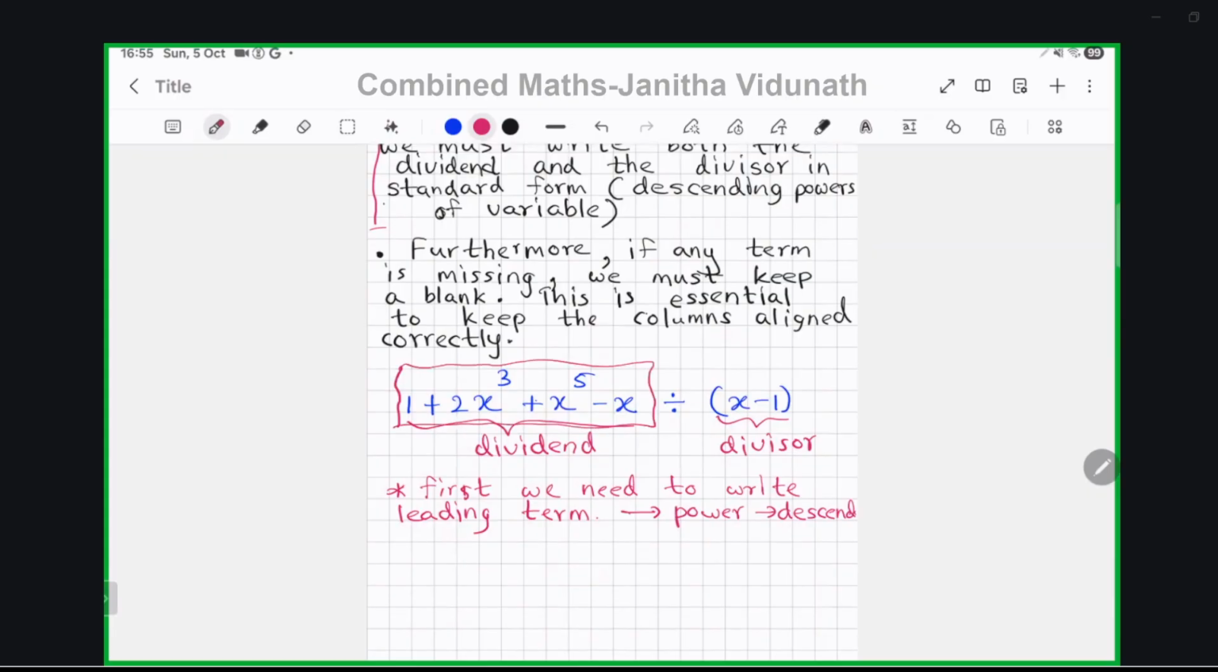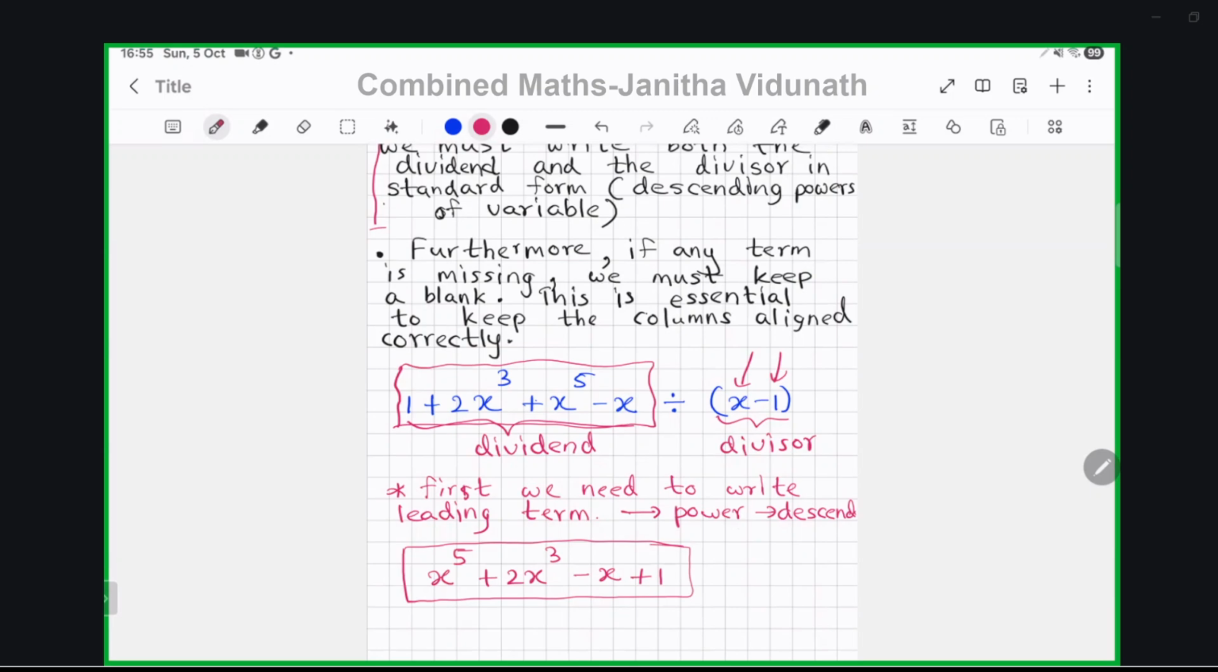That means we need to format this again. The highest term is x to the power 5. Then the next highest term is 2x cube. And the next highest term is minus x. The remaining term is plus 1. This is the correct format we need to adjust before we start our long division. Here our divisor is already formatted well. This is the highest power and this is the second highest power.